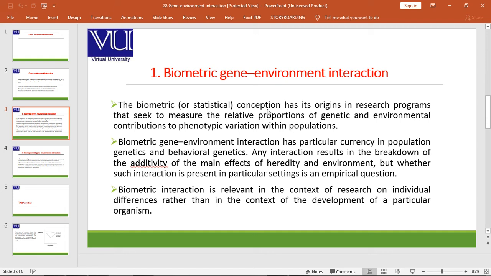The biometric or statistical conception has its origins in research programs that seek to measure the relative proportions of genetic and environmental contributions to phenotypic variation within populations. So, biometric gene-environment interaction has particular currency in population genetics and behavioral genetics. If any interaction results in the breakdown of the additivity of the main effects of heredity and environment, but whether such interaction is present in particular settings is an empirical question. Biometric interaction is relevant in the context of research on individual differences rather than in the context of development of a particular organism.